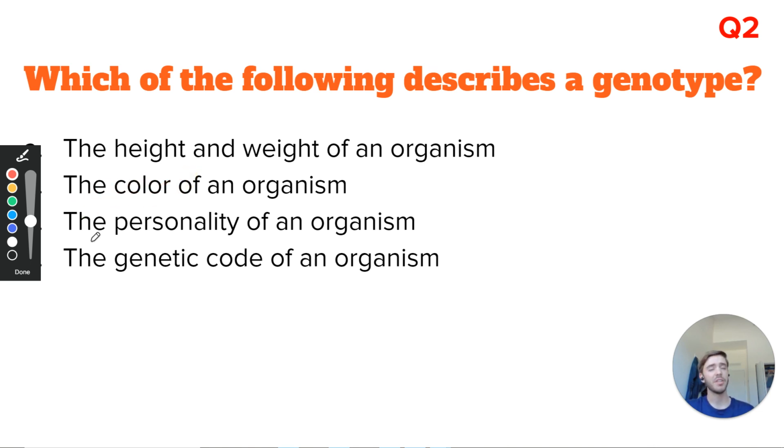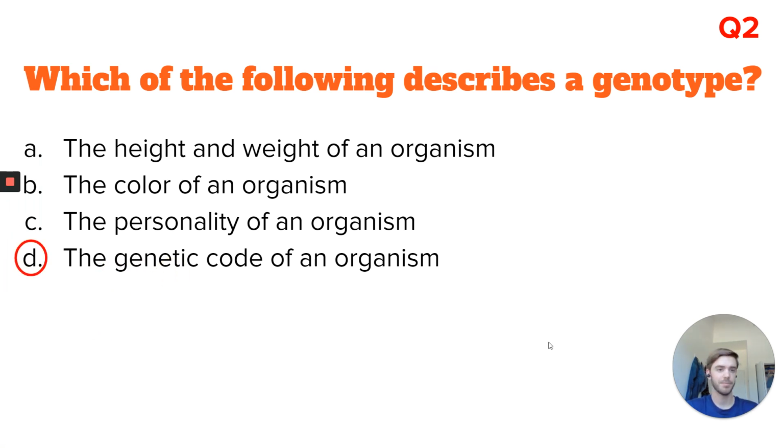How about the personality of an organism? This one's kind of tough because you can't really see personality, but that is just how the trait is shown, basically. It's not referring to your DNA. This is referring to a phenotype, how that trait is shown. The genetic code of an organism, aka the DNA, is very, very close to genotype. Genetic code, gene, genotype. So the answer, D.